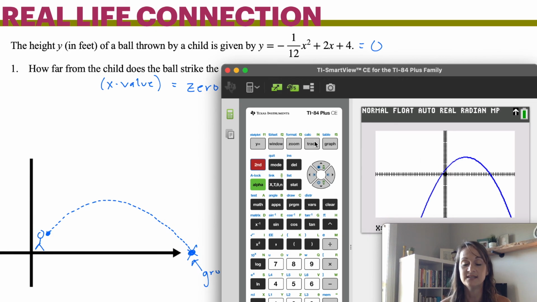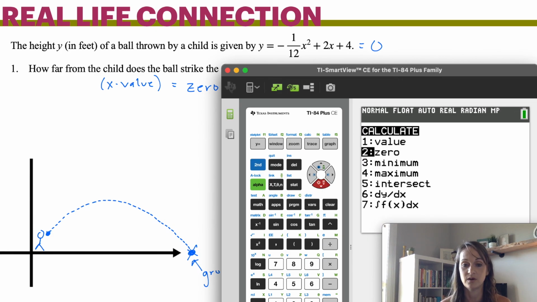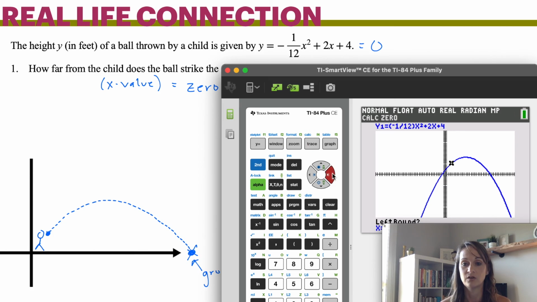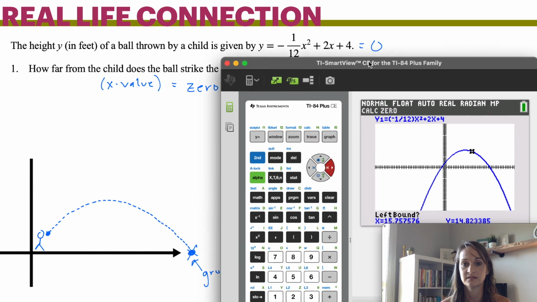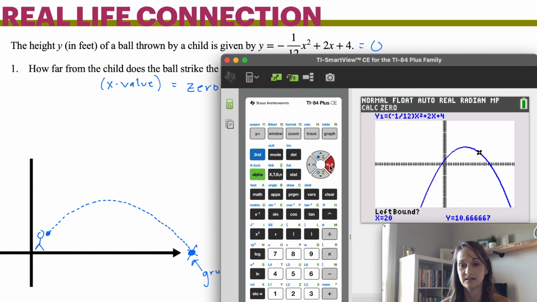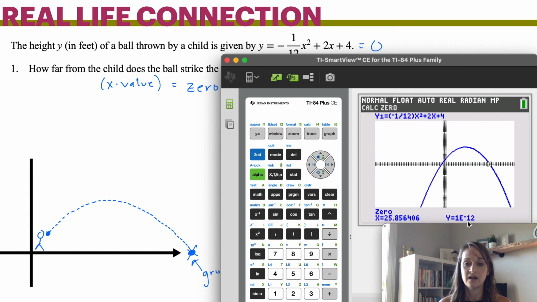So we go to second, trace, we need our 0. Toggle over to find the left bound. Keep toggling. We need somewhere on the left-hand side, hit enter. Now we need to get somewhere on the right-hand side, hit enter one more time, and it gives us our answer. This will sometimes happen. 1 times e to the negative 12, it just means it is a very, very tiny number. It's just going to be a guess.